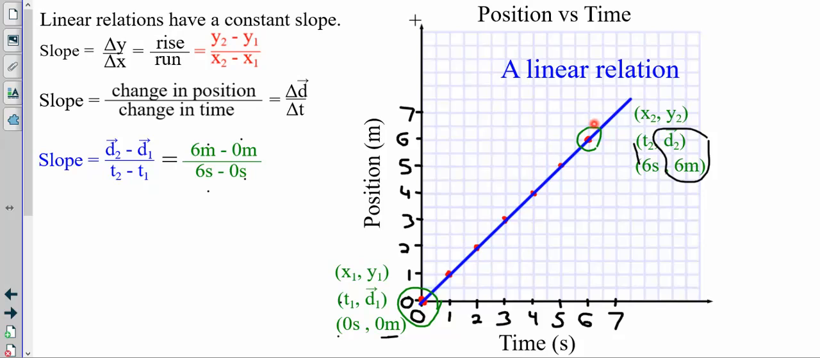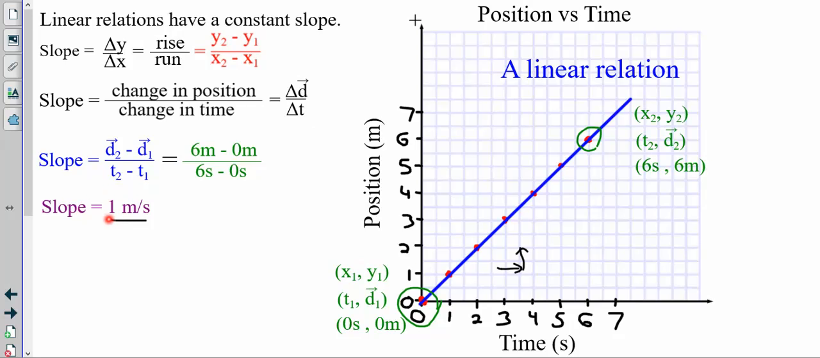So it's always position 2 minus position 1. So you do your math computation: 6 minus 0 on the top and the bottom ends up being 6 divided by 6. So that gave you a slope of 1 meter per second. So we have a rise of 1 for every run of 1. So that's all that is getting at.